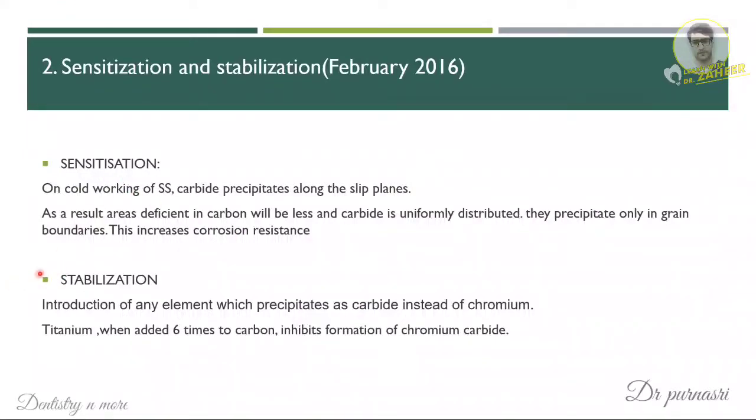And what is stabilization? When there is introduction of any element which precipitates as carbide instead of chromium, that means it helps the carbide to precipitate. An example is titanium. When titanium is added at 6 times the carbon, it inhibits formation of chromium carbide and thus it reduces the corrosion.